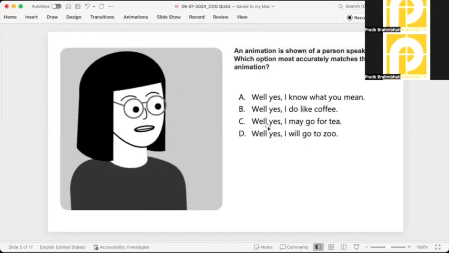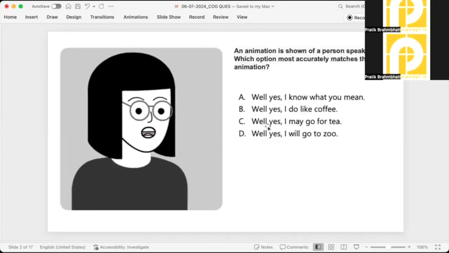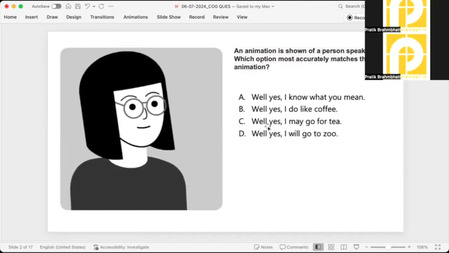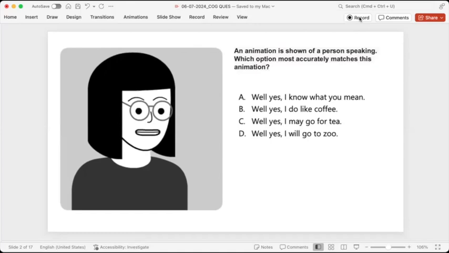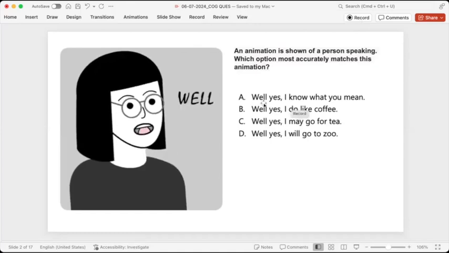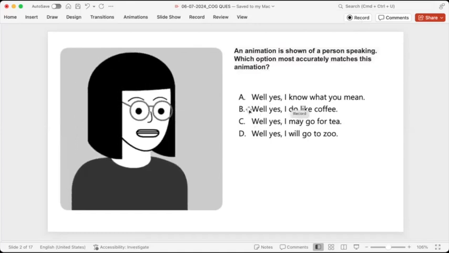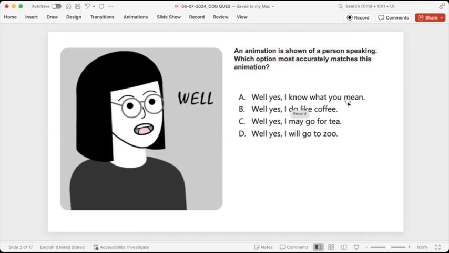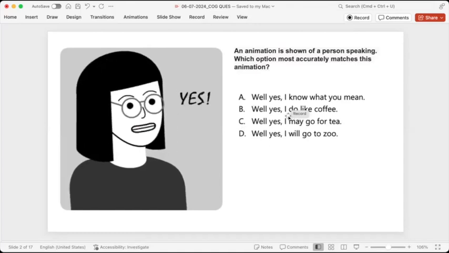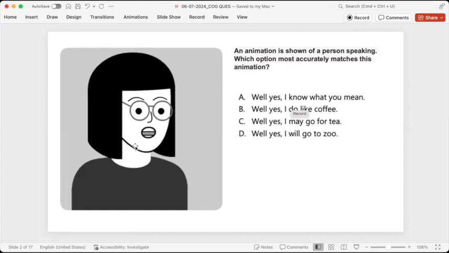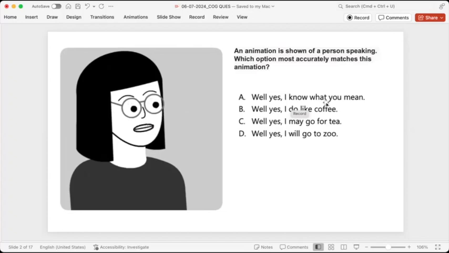So here you're provided an animation of a person who is speaking. What you have to guess is which option most accurately matches the animation. In this case, read all four options very carefully, and just focus on how this animation ends. Yes, it starts somewhere, of course, but focus on how it ends. So this is the ending part now. Now it will come. This is the ending part. The mouth is wider here.